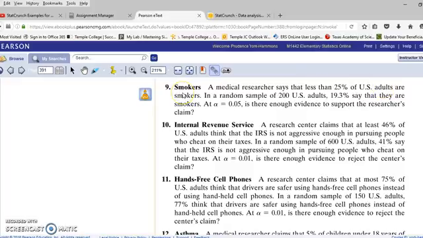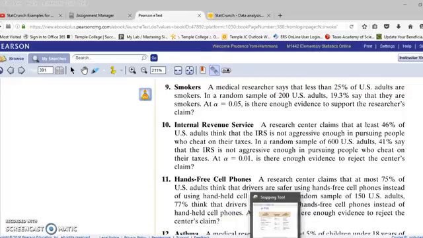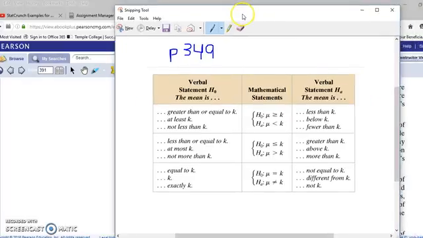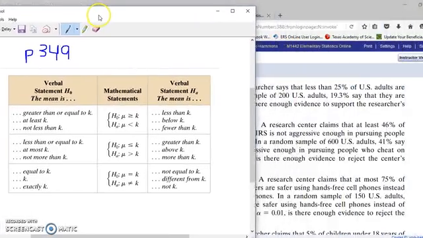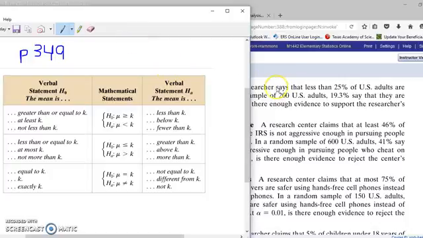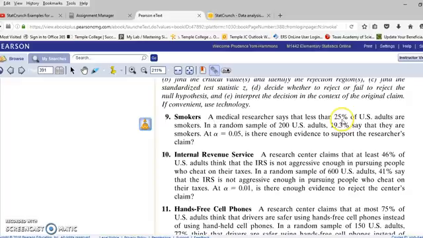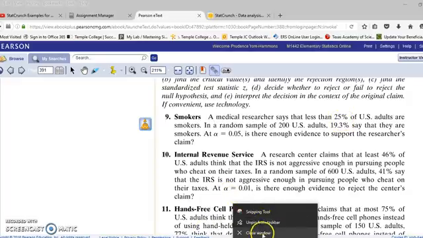Adults are smokers. Now, I've had some students that have been having some difficulty with the inequality symbols, so I thought I might show you that there is a page in your text, page 349, that gives you some verbal statements so that you can match them. In this case, it says the researcher says that less than 25%. So let's look at our chart.